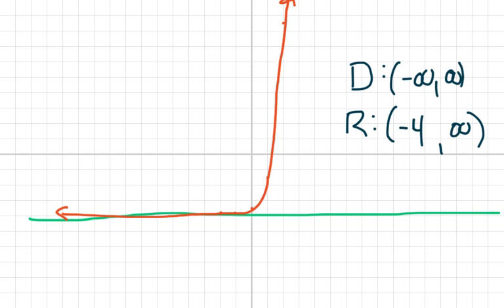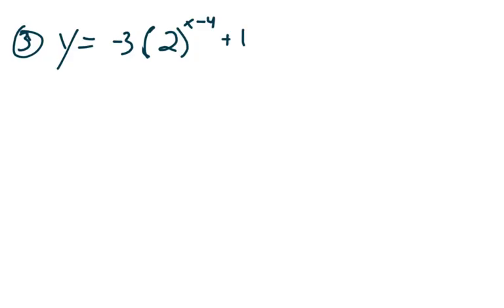Alright, notice it's moving away from my horizontal asymptote, away from my x-axis. So that's what makes this a growth. Another way. Alright, so 3y equals negative 3 times 2 raised to the x minus 4 plus 1.